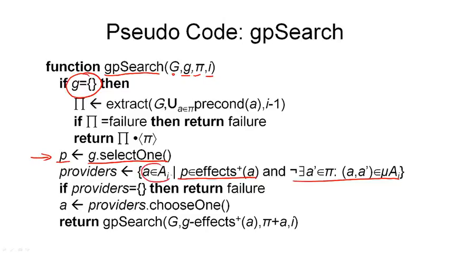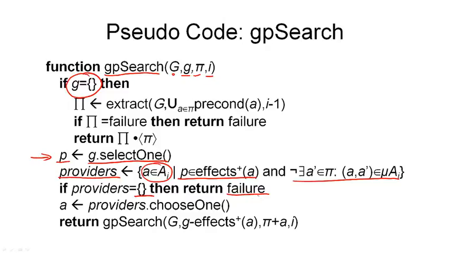So this is the set of all actions in AI that we could use to achieve P, and we call this set the providers. Now, if the set of providers is empty, then we can return failure. So that means all the actions we found in the action layer AI were mutually exclusive with an action we already selected, so we can't choose an additional action that would give us the proposition P. In that case, we return failure.